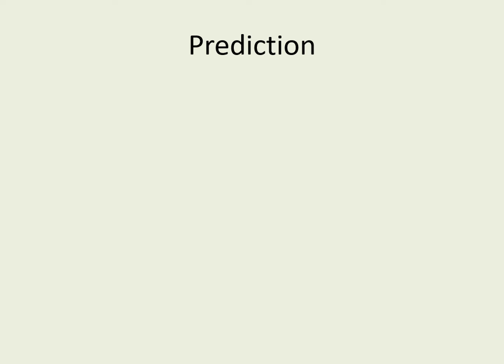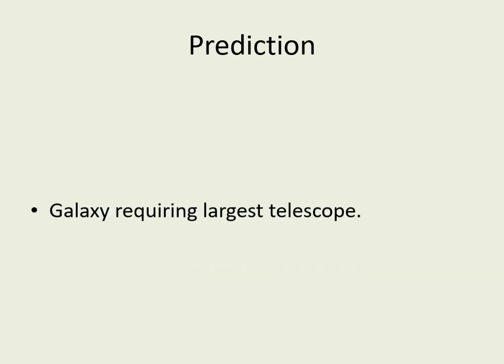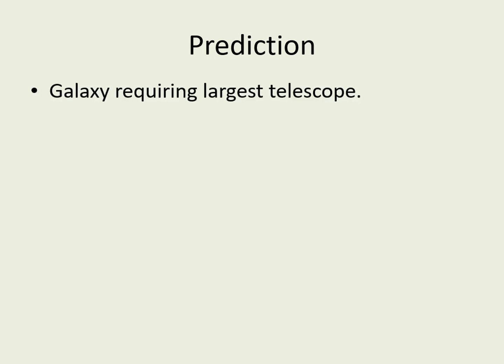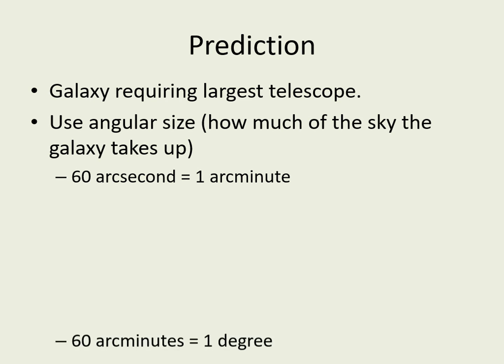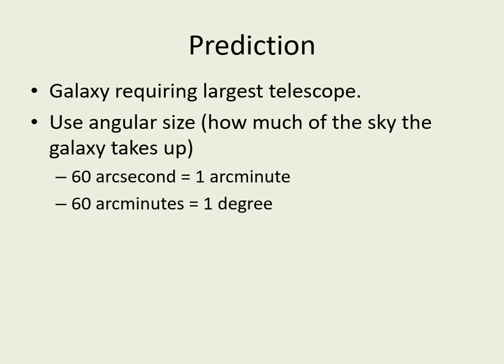There is just one thing you need to predict on this question: which galaxy requires the largest telescope to observe? To determine this, you're going to want to look at the angular sizes of the galaxies. Angular size is a measure of how much of the sky the galaxy takes up. The units we use for angular size are arcseconds. An arcsecond is a very tiny angle. 60 arcseconds make up 1 arc minute, and 60 arc minutes make up just 1 degree. Remember, it takes 360 degrees to make up a full circle.